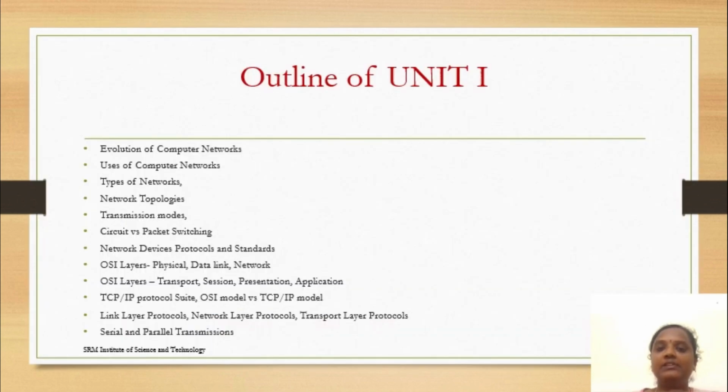So the first topic, let's move on to the outline. This is the outline of unit 1. The first thing is the evolution of computers and uses, what types we are going to use, what types of topologies there are, how we transmit the message, and what modes we use. So all the basics of computer networks will be covered in this unit.